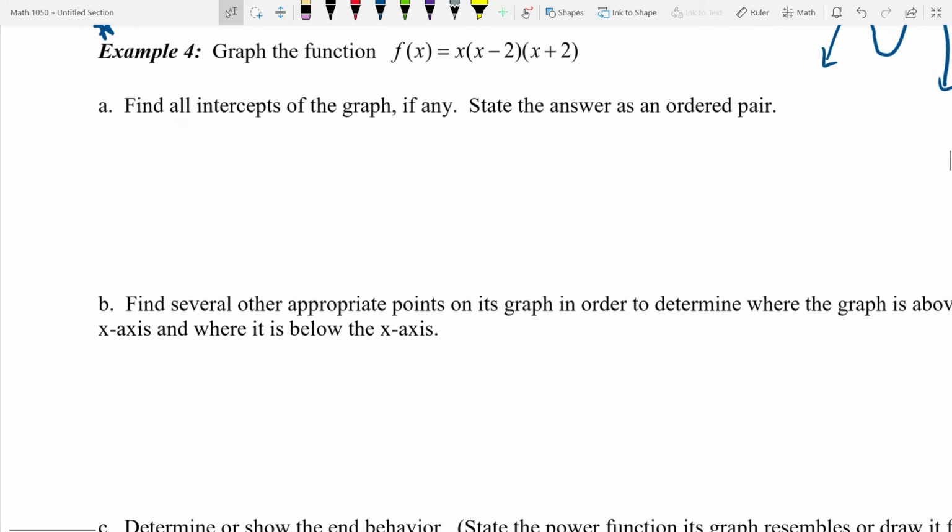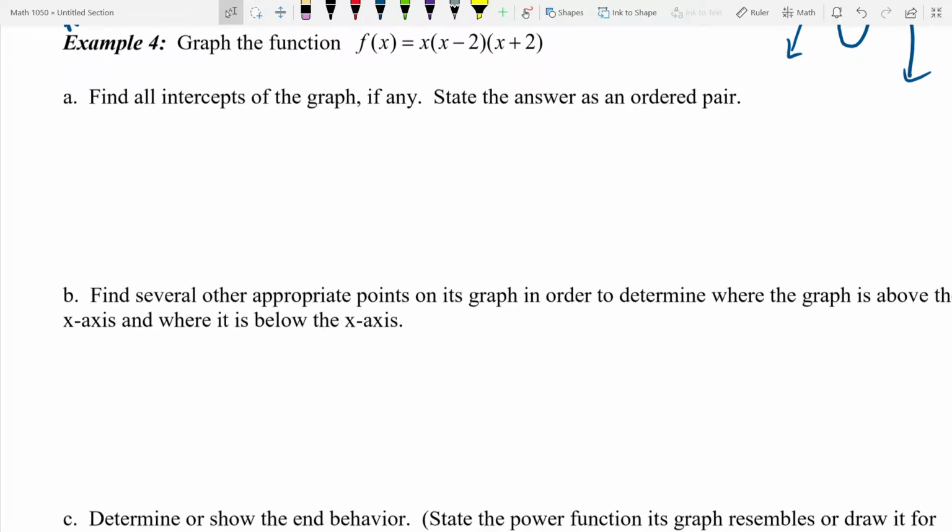Question 4. We're going to graph it now. So part A, find all intercepts. So take your pencil, and I want you to write x-intercept is something comma 0, and then y-intercept is 0 comma something.